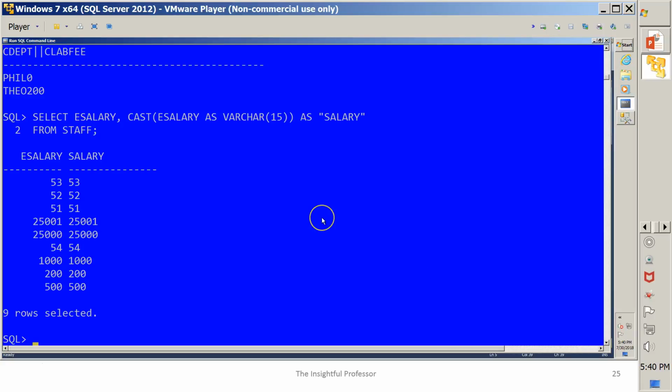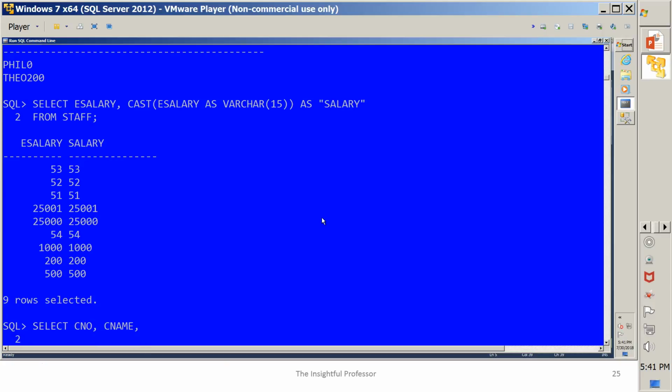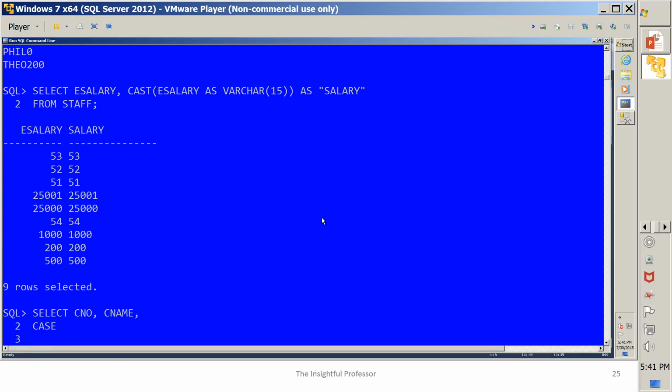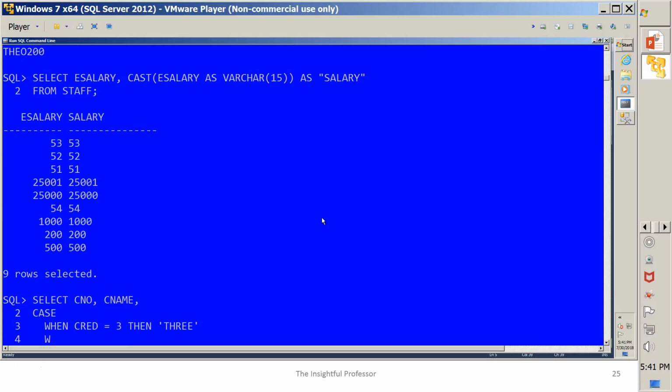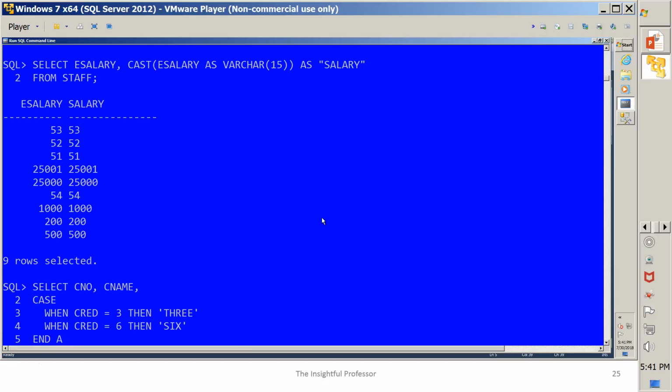And again, I'll do this in Oracle for, I think, a better presentation. We'll select the course number and name. The case expression could appear anywhere, but I happen to just put it on the next line and then indent. Indentation is not required, but it's probably good practice to make it more readable. So when the value of credit is 3, we return THREE. If that is not true, we get a second chance. If the value of credit is 6, then we return SIX. And we're going to give it a name of credits.